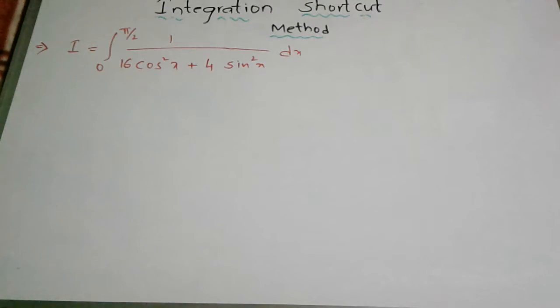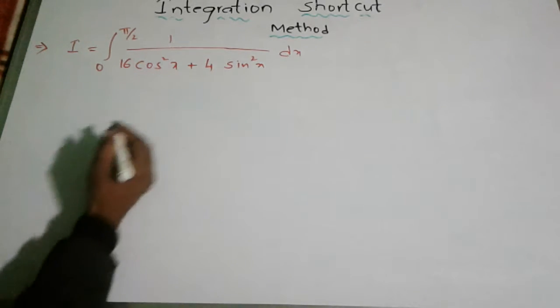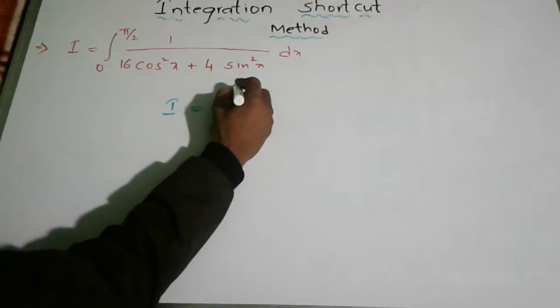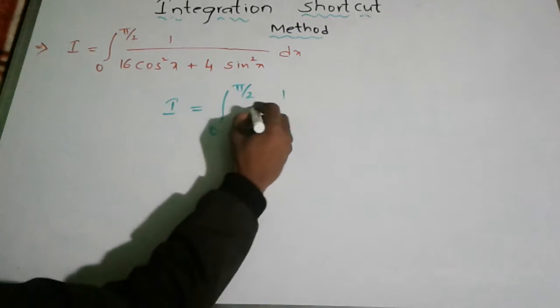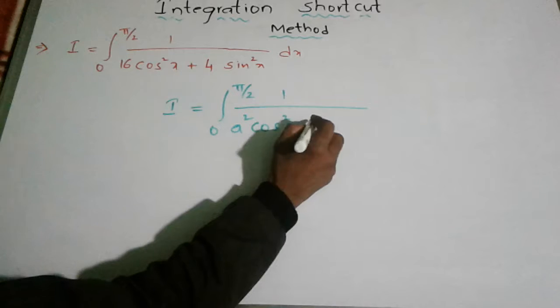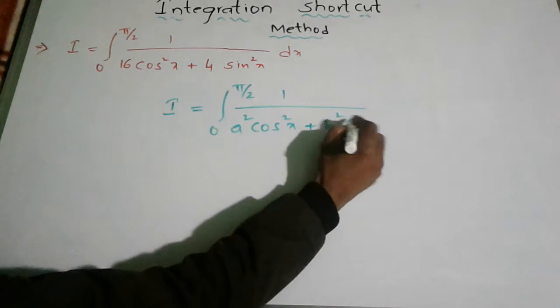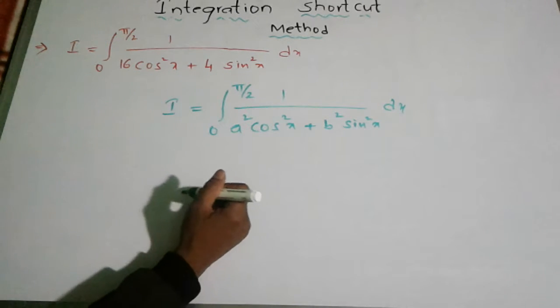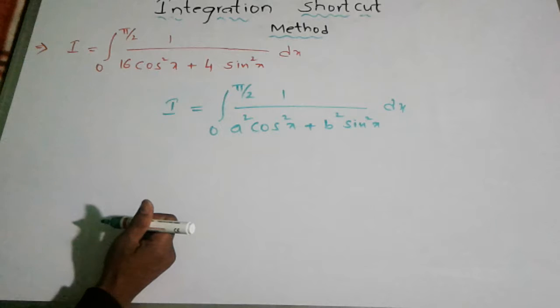Okay guys, this is the question which you have, and first of all you have to know what is the general format to apply this trick, right? So let me explain that quickly. The general form is I equals the integral from 0 to pi by 2 of 1 upon a square cos square x plus b square sin square x dx. And the trick is very simple.